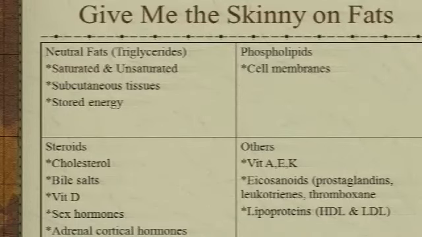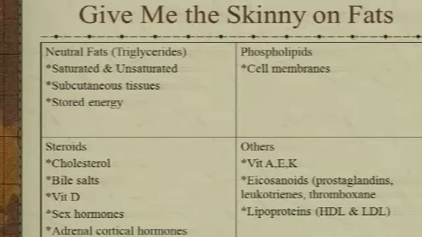They're in the subcutaneous tissues, which means they are underneath the skin. So when we put on weight and our hips get bigger and our thighs get bigger and our arms get bigger, it's because we're depositing these triglycerides in the subcutaneous tissues underneath the skin. Sub means below, cutaneous means skin.